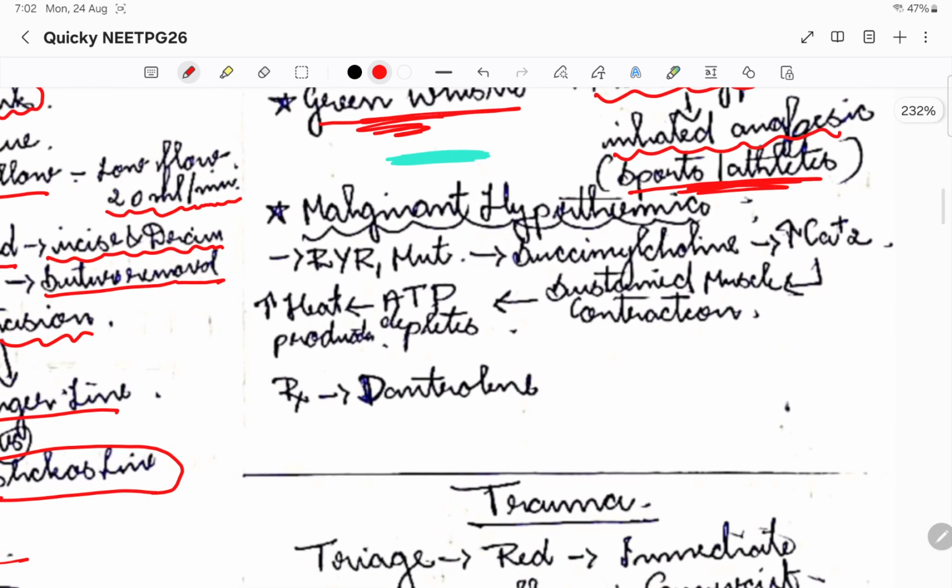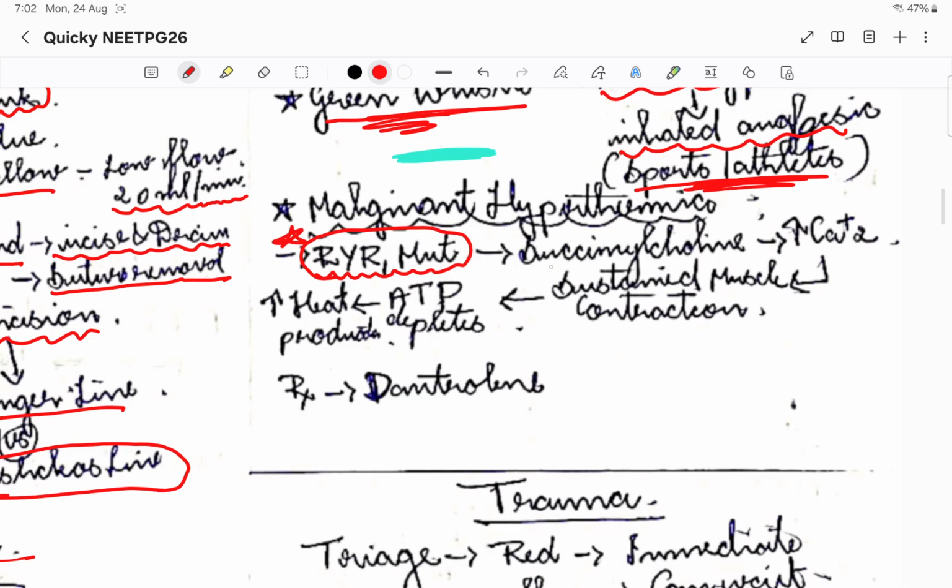Then coming to one of the major topics, which all the exams have been asking about: malignant hyperthermia. Let us see the pathogenesis first. There is something called RYR1 mutation. Please remember this RYR1 mutation. What it does is, for example, a patient is having a RYR1 mutation, and we give succinylcholine.